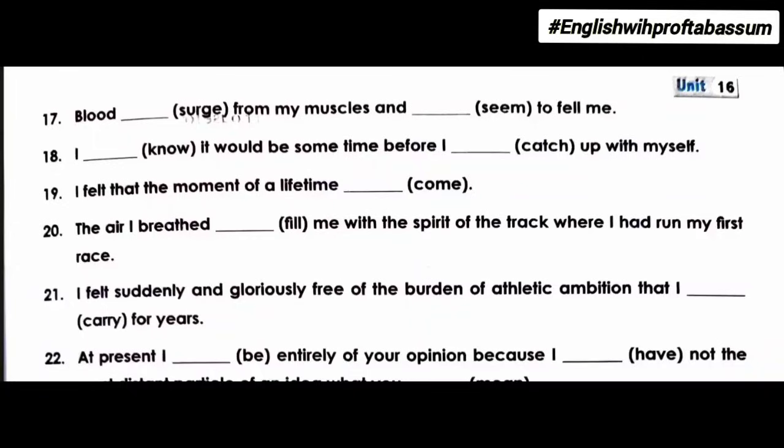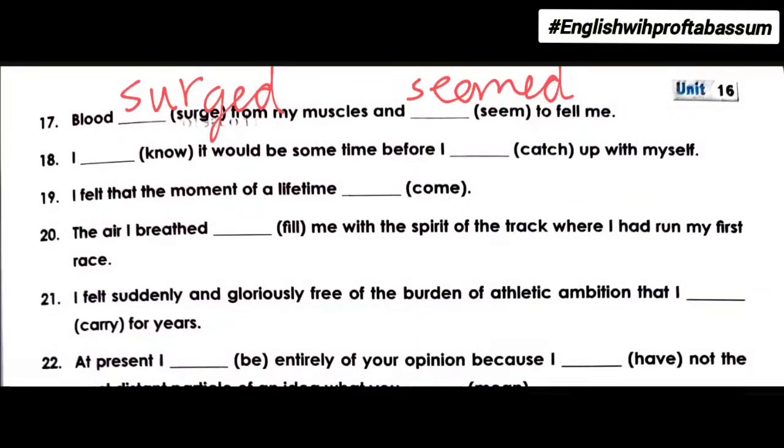Next one: blood (surge) from my muscles and (seem) to fill me. The rule over here is that the narration is in past tense, so we apply the rule of simple past tense. The bracket words will change to past tense, that is, surge will change to surged and seem will change to seemed. So the answer is: blood surged from my muscles and seemed to fill me.